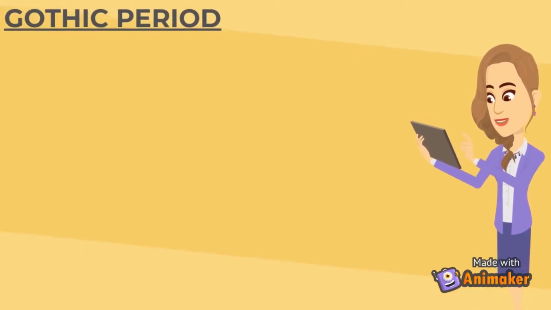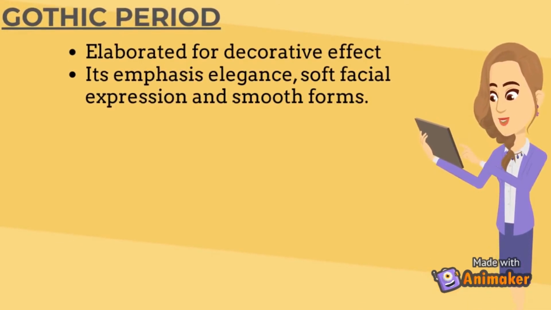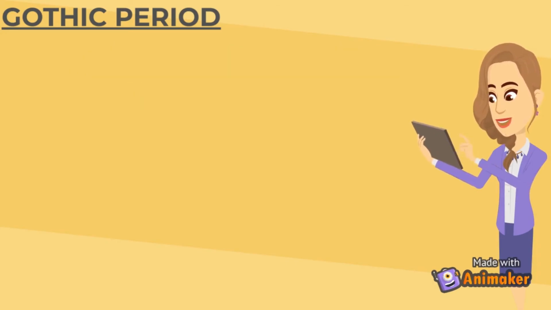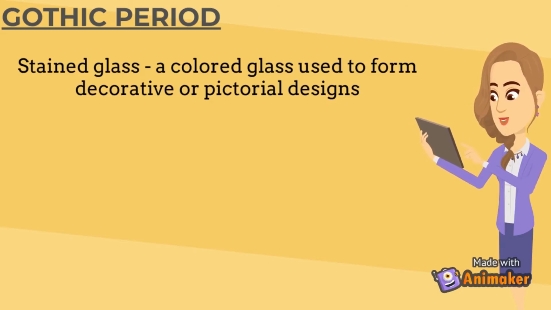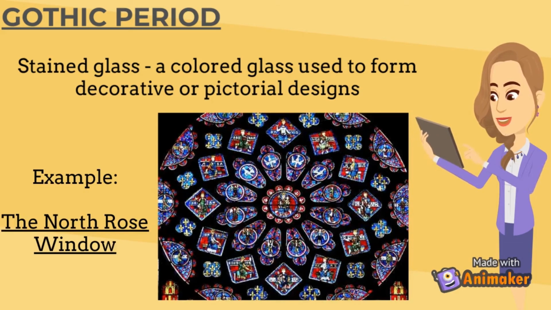The last period is the Gothic period. It was elaborated for decorative effect. Its emphasis on elegance, delicate details, soft facial expressions, and smooth forms illustrated stories of the Bible and conveyed moral learning. They used stained glass, a colored glass used to form decorative or pictorial designs. The North Rose window of Chartres Cathedral in France, 1190 to 1220 CE, is an example of Gothic art.